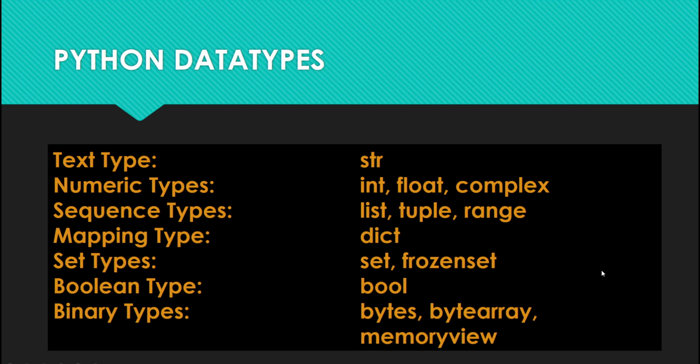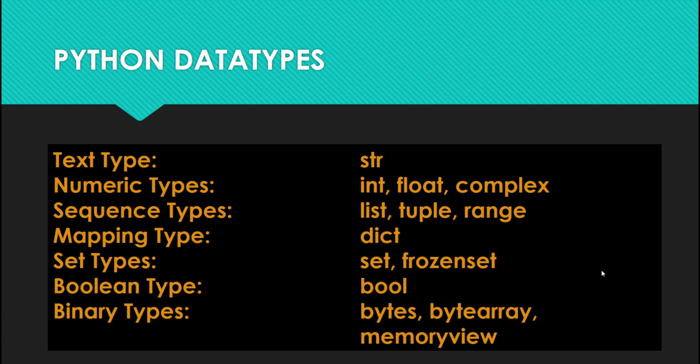So the first one we have is the text type, which is string, str. We also have numerical types, which are of three kinds: integers, float, and complex. We have sequence types, which are of three kinds. We have list, tuple, and range. We have mapping type, which is dictionaries, dict.